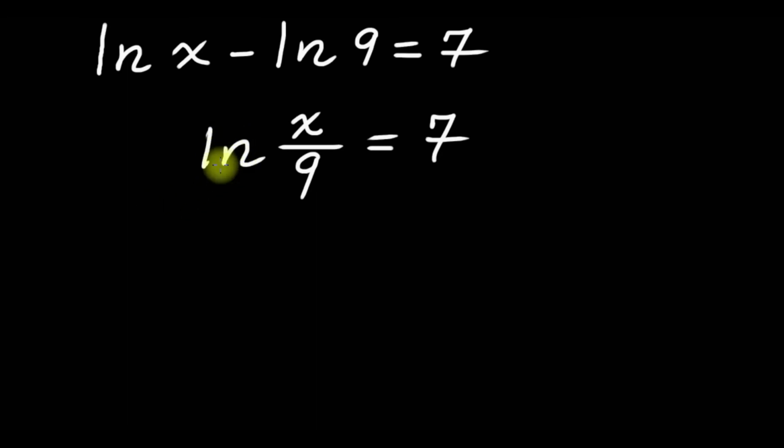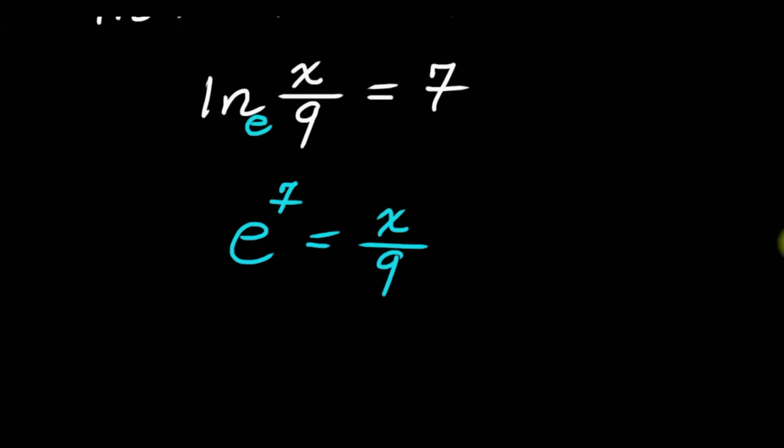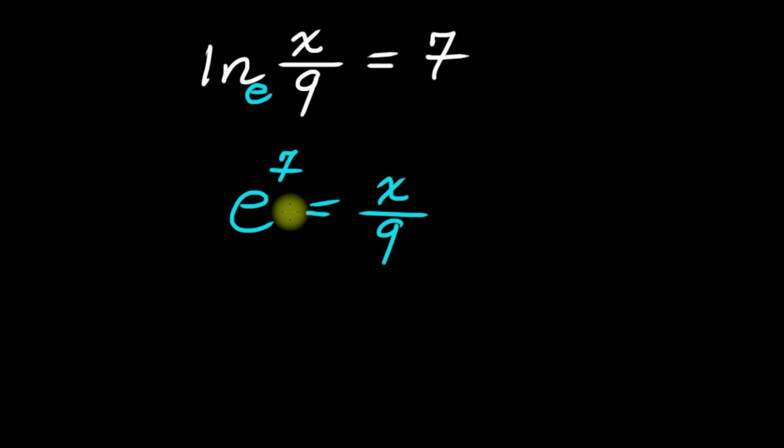Okay, we know that the base for ln is base e. So that would be e to the 7. This is to get rid of the ln. e to the 7 is x over 9. Okay, so now I can solve for x because e is just a constant number, right? And you can punch it into the calculator. There's a button for e on your calculator that you can press to evaluate this.